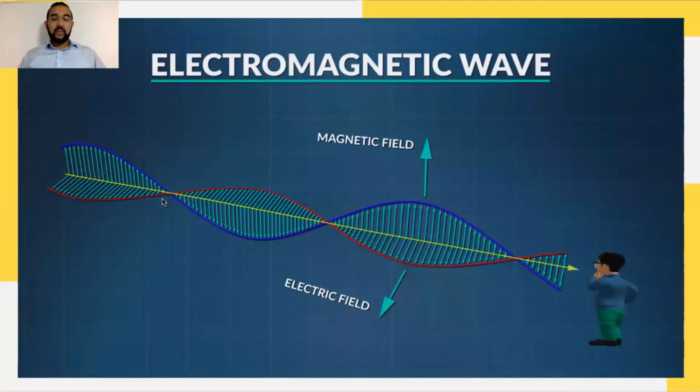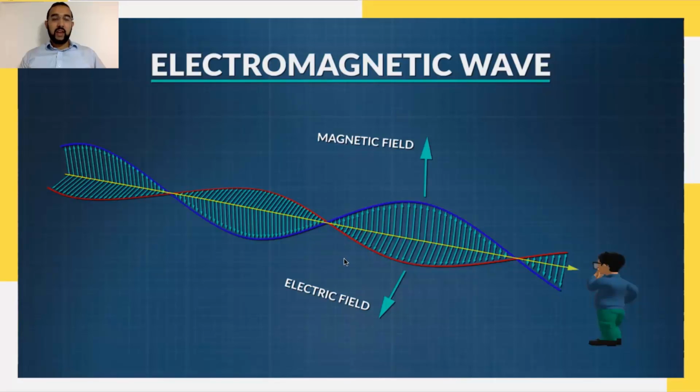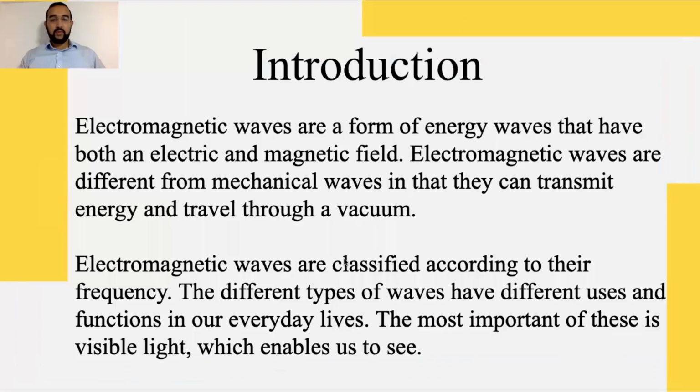This is an image of how electromagnetic waves are made. They're made of an electric field and a magnetic field, and we will dig into what that means and how it is relevant to our lives. So electromagnetic waves are a form of energy wave that have both an electric field and a magnetic field. Electromagnetic waves are different from mechanical waves in that they can transmit energy and travel through a vacuum. This is important and we'll go into details about this.